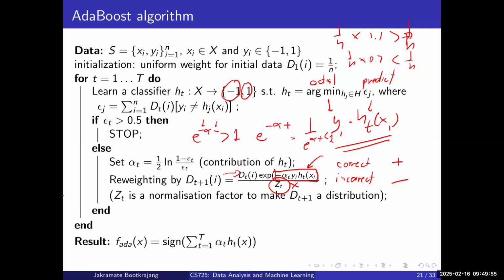So once you get all this reweighting finished, then you go back and start the next iteration to build the second classifier, third classifier, and so on. And the final result, you will take the sign of the combined prediction. Each one of them will predict plus or minus, and then you have the weight, alpha. So everyone gets to vote plus or minus, but based on the weight, someone's vote would be more important than the other. So this is the AdaBoost algorithm.